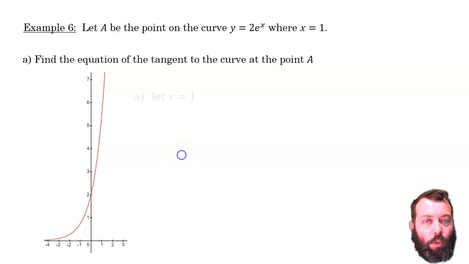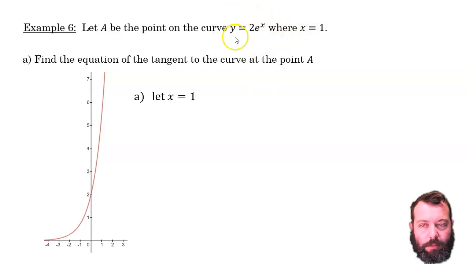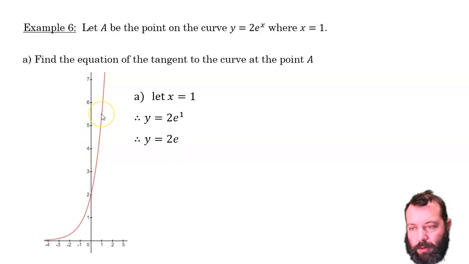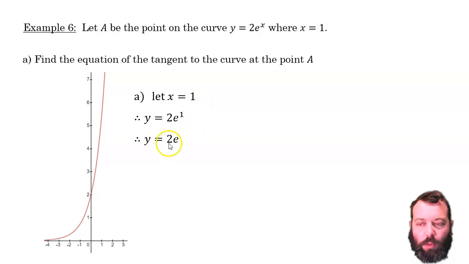We're going to find that y-coordinate by substituting into the function. Right, so I let x equal 1 and substitute into this. So y is 2e to the 1 equals 2e, which is about 5.4. That's about right here. Right, that'll be just above my 1 there. 5.4-ish. That's where A is. So x1 equals 1, y1 equals 2e. Now I want the gradient.